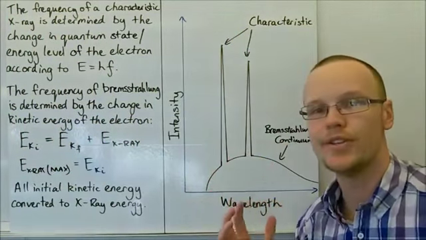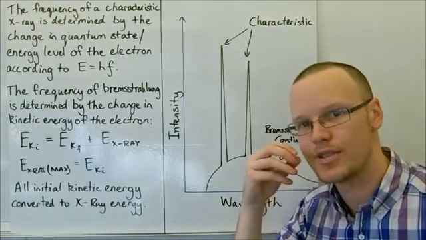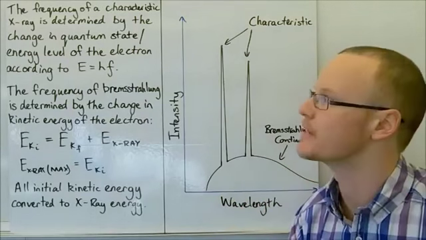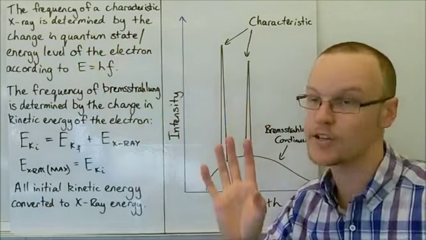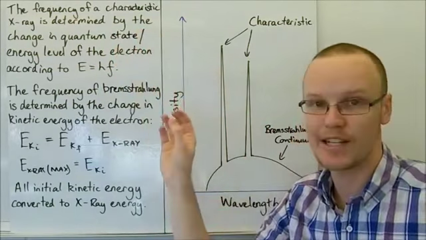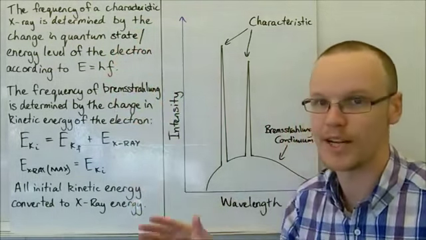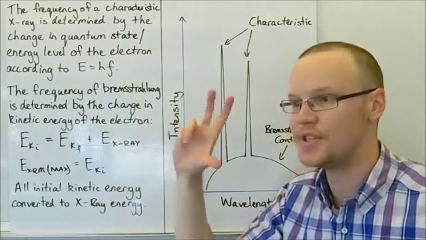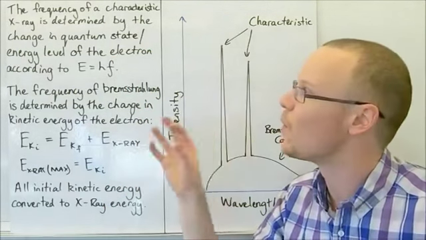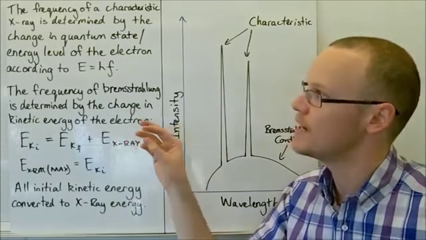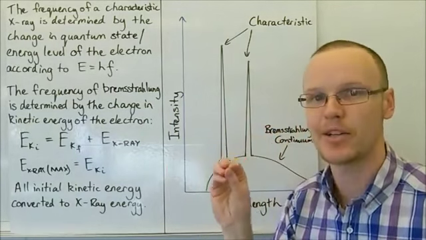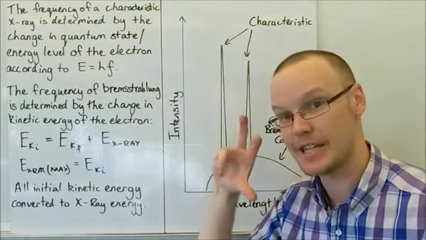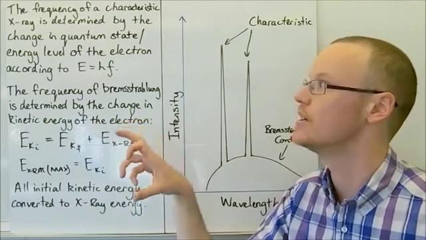So how do those electrons affect the actual energy of the X-rays that are being given off? Well, if we're looking at just the characteristic X-rays, the frequency of the characteristic X-ray is determined by the change in the quantum state, the change in the energy level, and it often depends on the target metal as to the difference between the energy levels and the amount of energy that's given off. It'll be a very defined amount, though, because the change in quantum state, the change in energy level, is a quantified amount. It's a single amount.